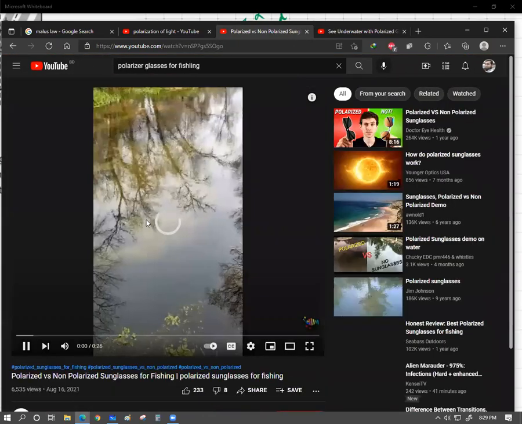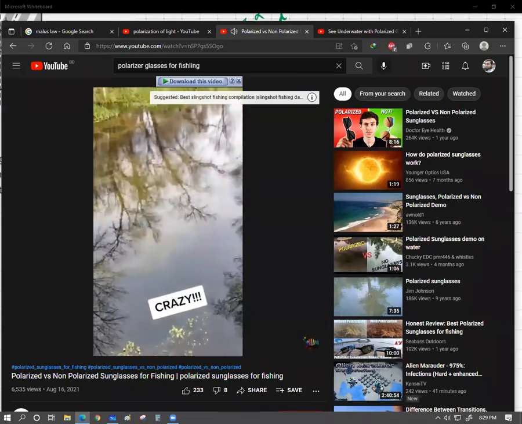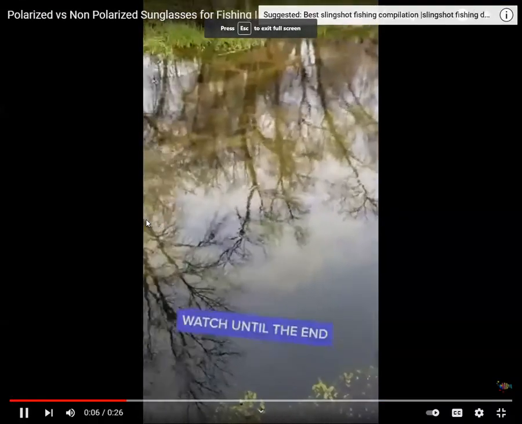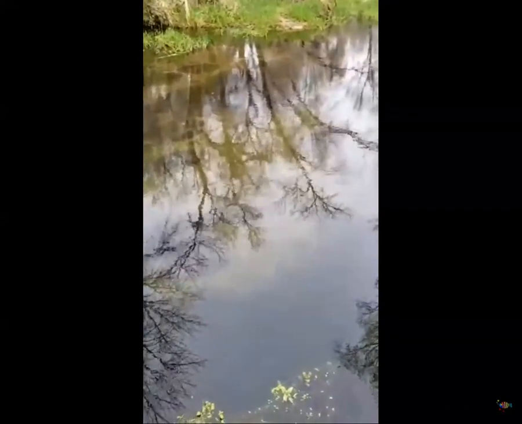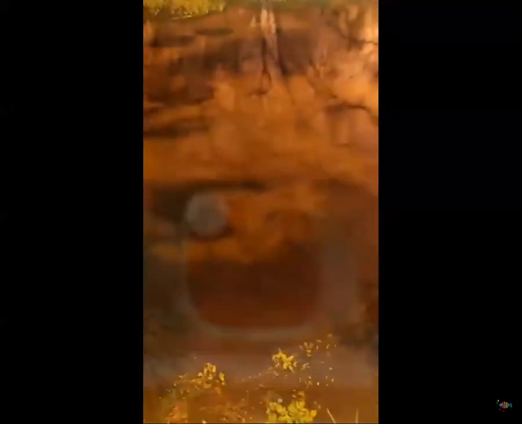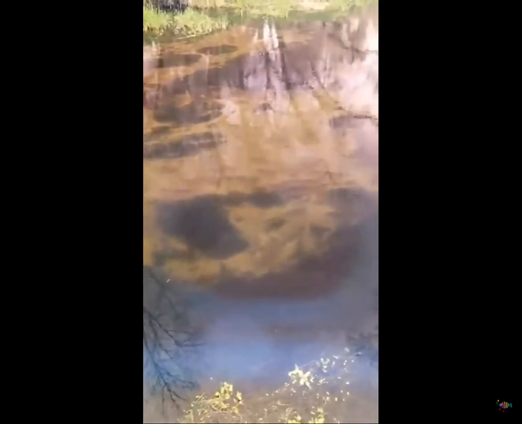Check this out. This is the difference wearing polarized sunglasses while fishing and not. See all the fish? Now look. Now do you see the fish? This is the bottom view of the lake. This is how the lake actually looks on the surface.